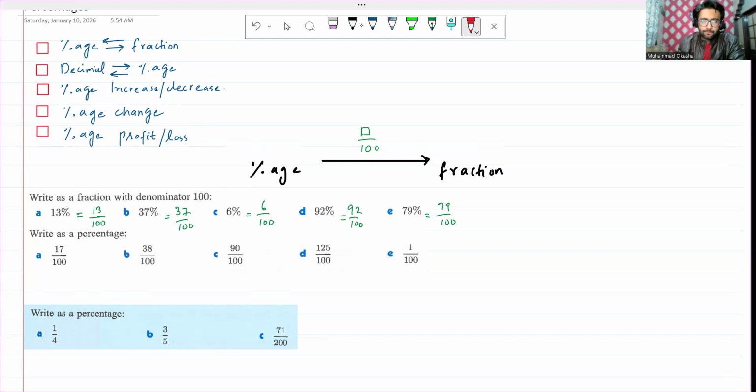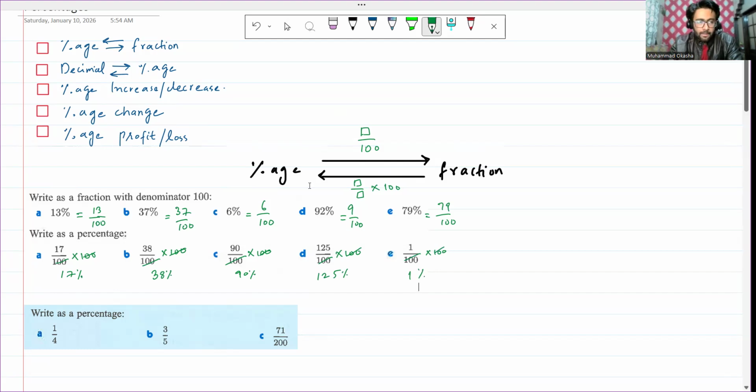Now, if you want to go backwards, if you're given a fraction and you want to convert it into percentage, simply take that fraction and multiply it by 100. As simple as that. Okay, so for example, we have 17 over 100. Let's multiply it by 100. 100 cancels out, and you'll be left with the percentage, 17%. Let's multiply it by 100. 100 cancels out, and you'll be left with 13%. 100 cancels out, and that'll be 90%. 100 cancels out, there'll be 125%. 100 cancels out, and that'll be 1%.